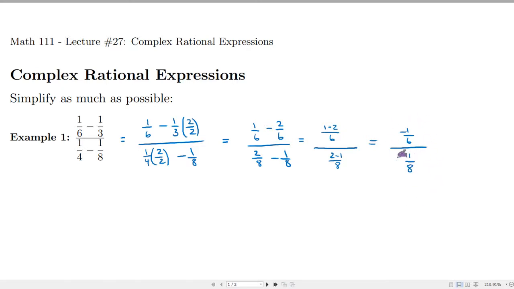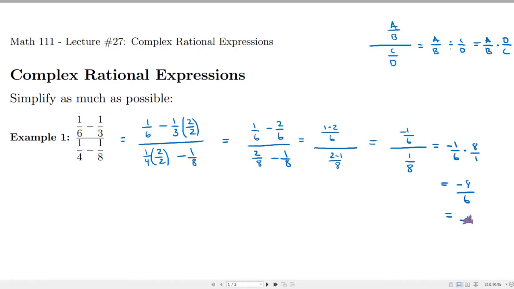Now here is where we're going to have to use what we have seen before, which is if you have a over b divided by c over d, that's the same thing as a over b multiplied by the reciprocal of c over d. And how did we do this? Well, we multiplied by the reciprocal. So that's what we're going to do. We are going to have -1/6, and then multiply by the reciprocal of this, so that would be 8/1. Right, the reciprocal: swap numerator and denominator. So we have -8/6, which has a common factor of 2, so we can reduce this a little bit as -4/3.